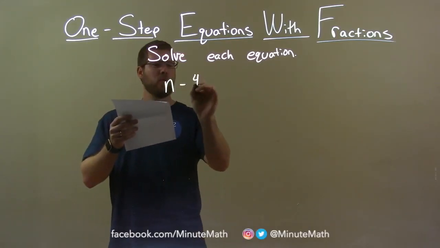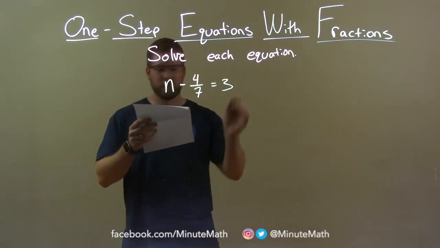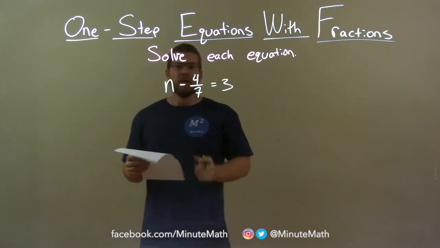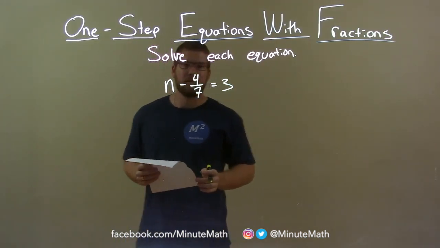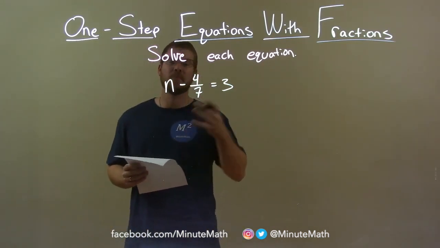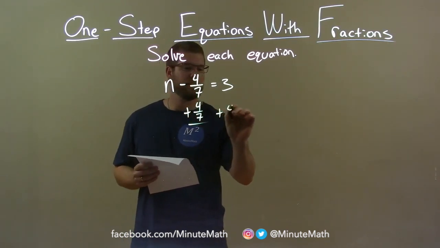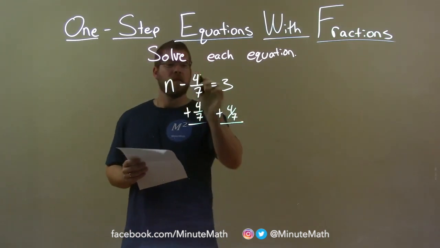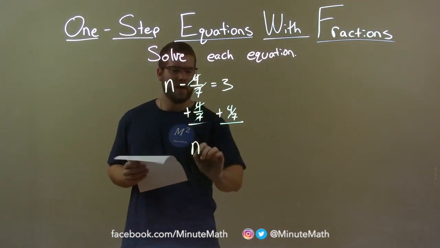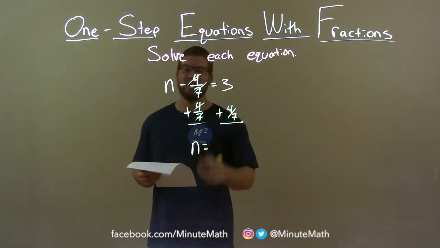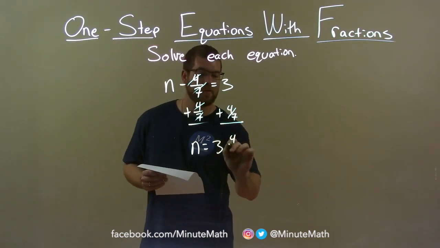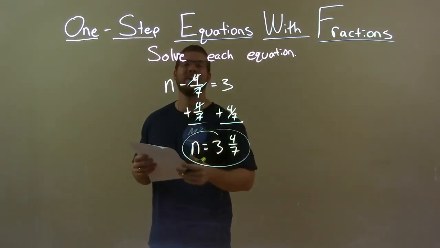n minus 4 over 7 equals 3. Well, I just have n minus 4/7. We're subtracting 4/7. Opposite of that is addition. So if I add 4/7 to both sides, the 4/7 eliminate on the left, giving me n by itself. Now 3 plus 4/7 is pretty easy to add. That's 3 4/7. And there we have our final answer.